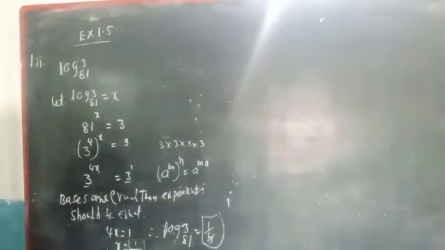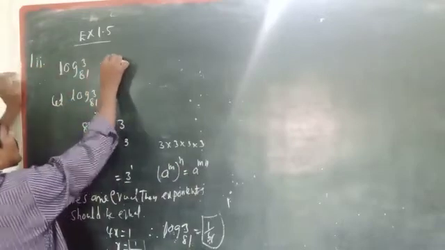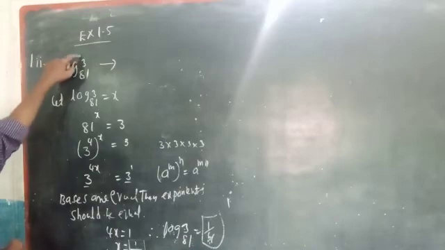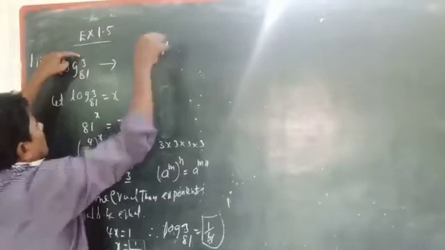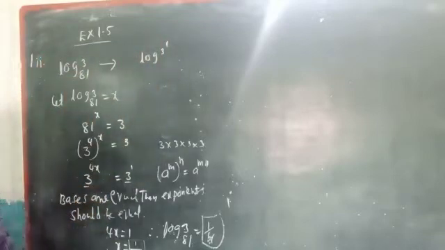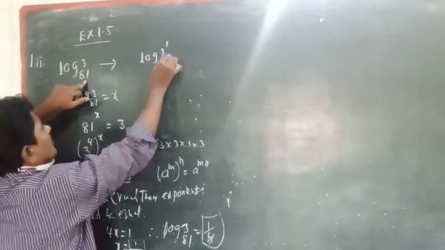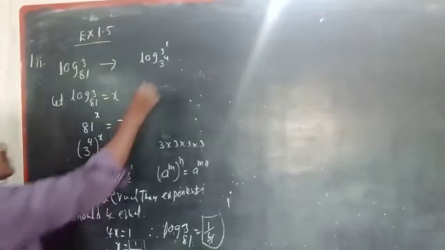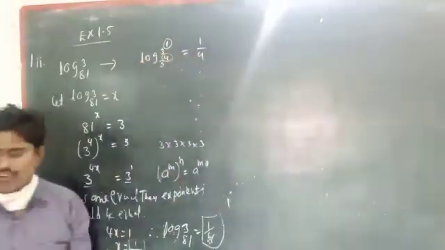So how do you simplify easily? What is the power of 3 here? 1. So you can write log 3 to the power of 1. 81 also you can write as 3 to the power of 4. What is the power here? 1. And what is the power here? 4. That value is 1 by 4.